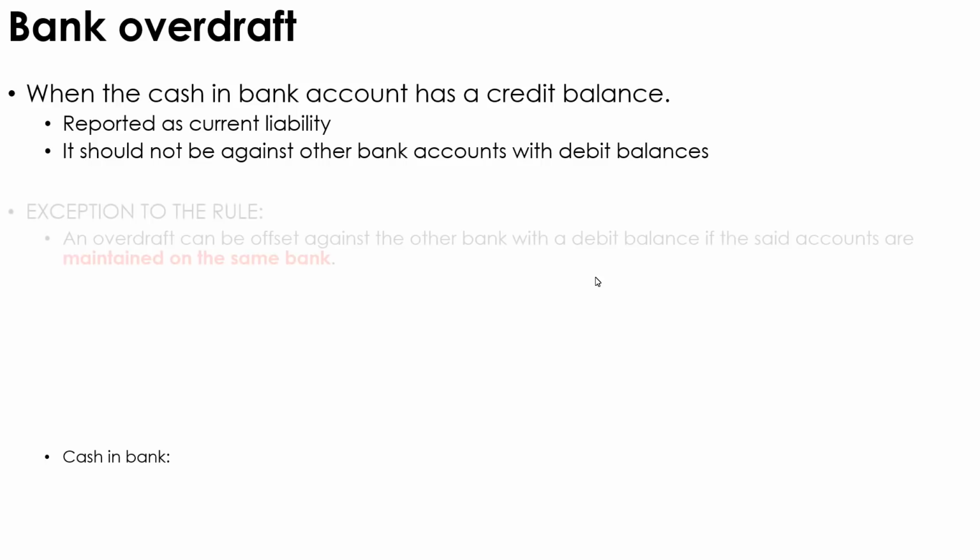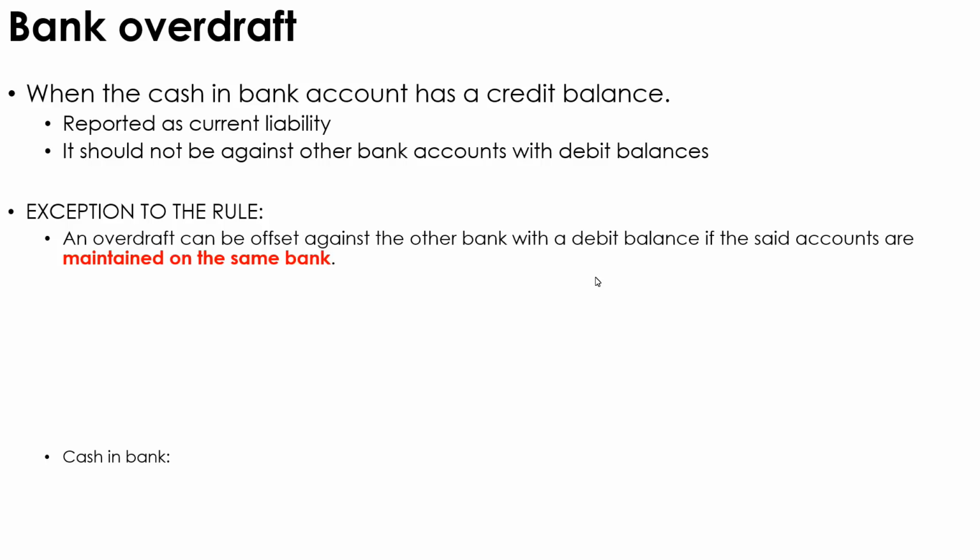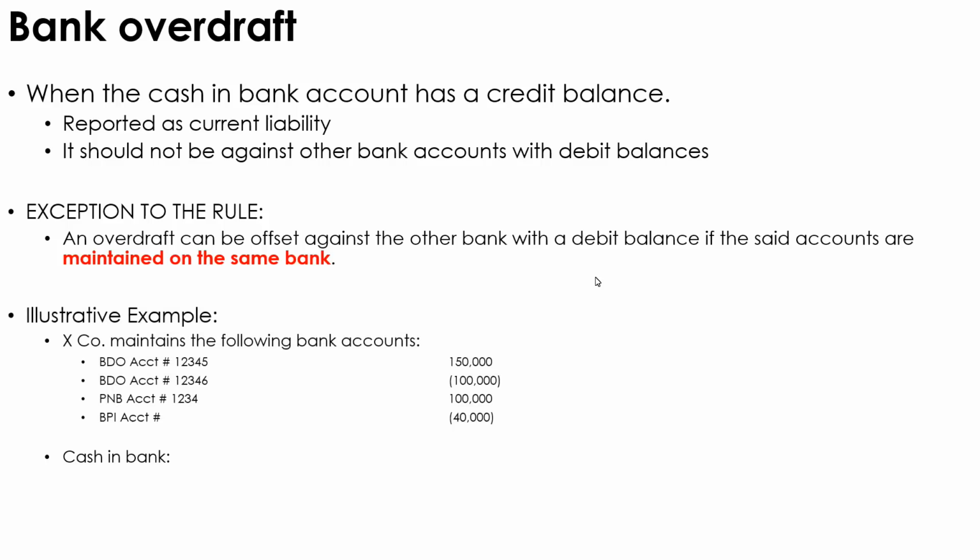However, there is an exemption to the rule. An overdraft can be offset against the other bank with a debit balance if the said accounts are maintained on the same bank. So we have an example here para mas maintindihan natin. X company maintains the following bank accounts. BDO account number 12345, 150,000 debit. BDO account number 12346, credit balance na 100,000. These two, pwede mo yan i-report as cash in bank na parehas. So ang lilitaw na cash in bank mo sa BDO is 50,000 na lang kasi pwede mo siyang i-offset because they are maintained on the same bank.